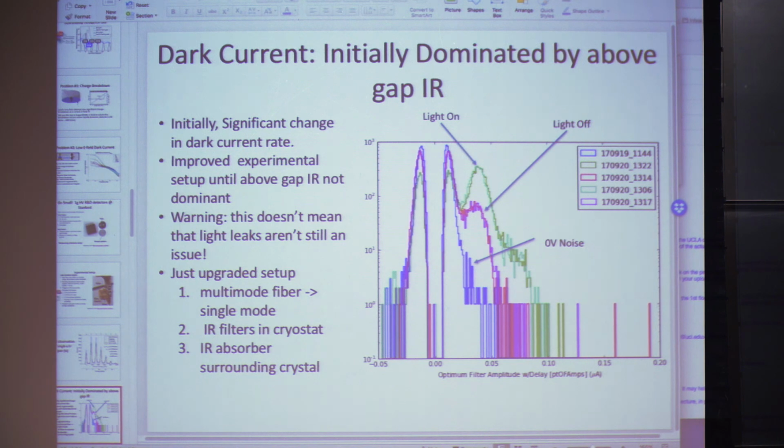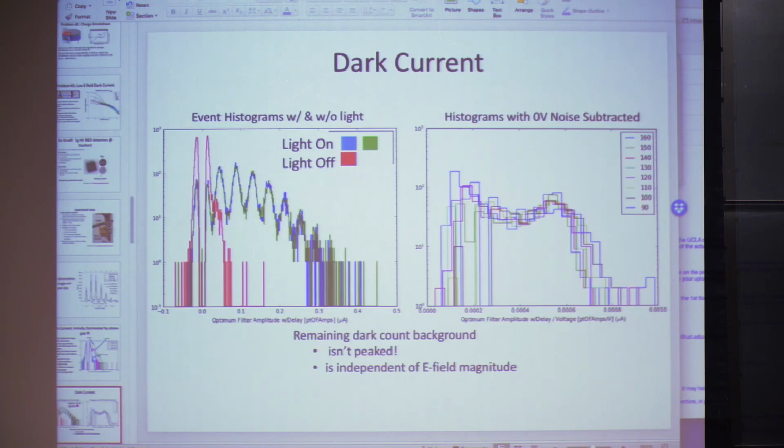So we've gone back and we've upgraded our system. And we've made ourselves much less light sensitive to the outside world, via switching to a new fiber and putting IR filters on our system. And hopefully, we're going to drop this further.